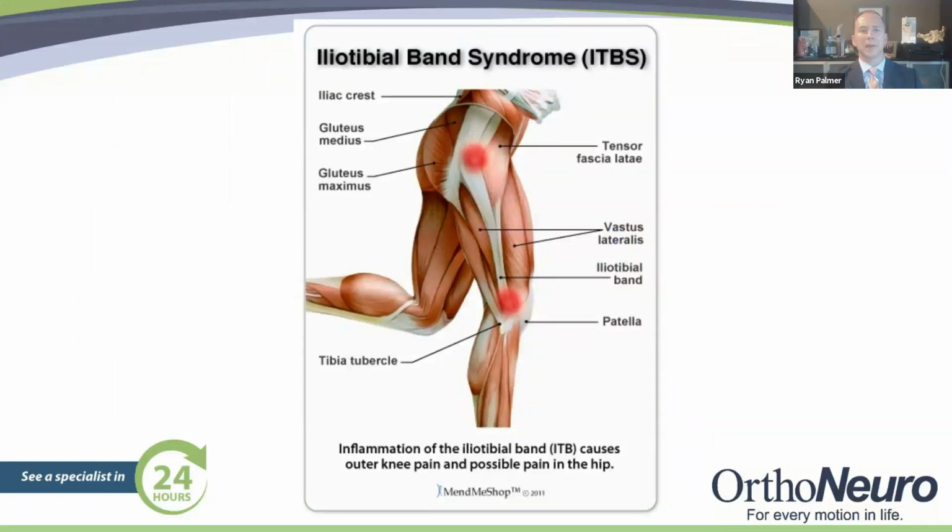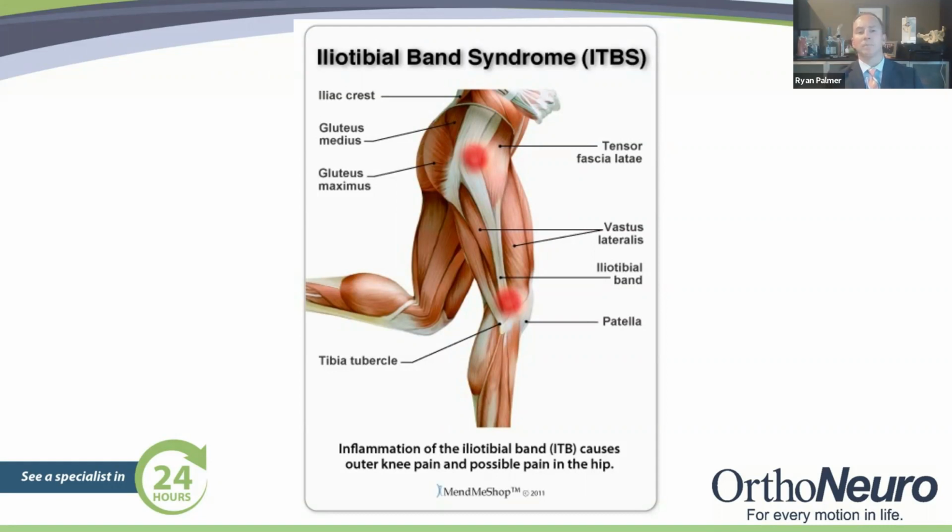The iliotibial band is a soft tissue structure that attaches from the ilium, which is the portion of your pelvis, actually the iliac crest. It travels down the side of the leg and attaches to the top of the tibia, or your shin bone. Essentially, a number of muscles come together and form this tendinous band of tissue that can become tight over time.